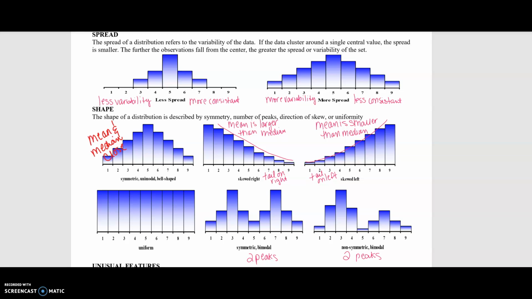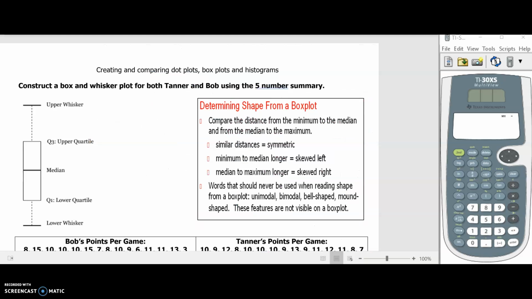Okay, so I'm going to pause here and we're going to go into the notes for Day 3 to create them. Before we begin constructing a box and whisker plot, let's talk about the parts of the box and whisker plot.